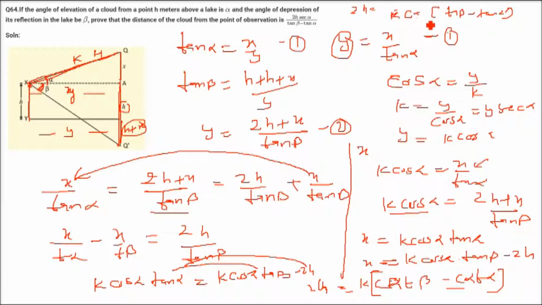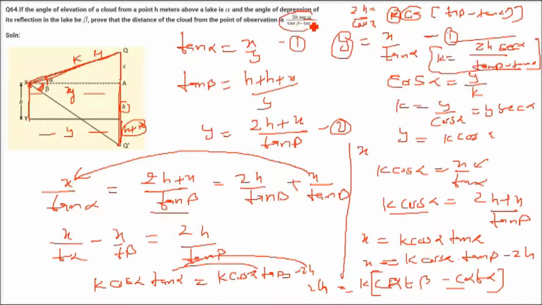So in order to get this k, what are we going to do? We are taking everything on the down. So this k will be equal to 2h by cos alpha, so cos alpha, when it goes there, I can write it as sec alpha. I'm taking it up on the numerator. What is the denominator? It is tan beta minus tan alpha. This is the answer, and this is what is being asked: 2h sec alpha by tan beta minus tan alpha.